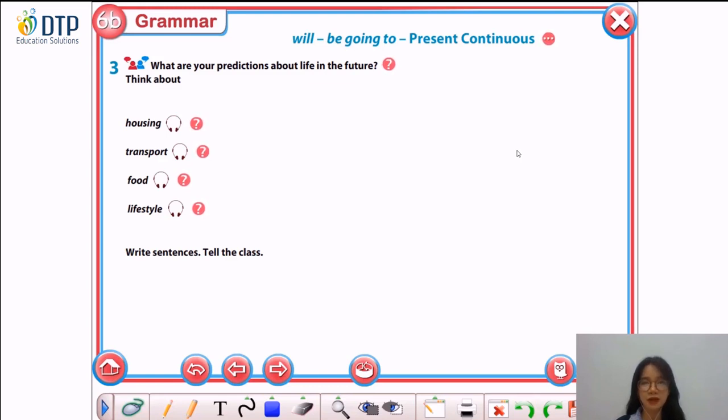So, what structure do we use to talk about predictions in the future that we think or imagine?